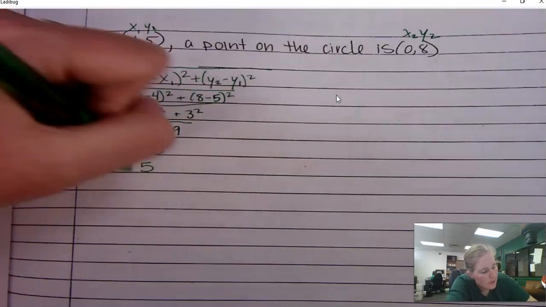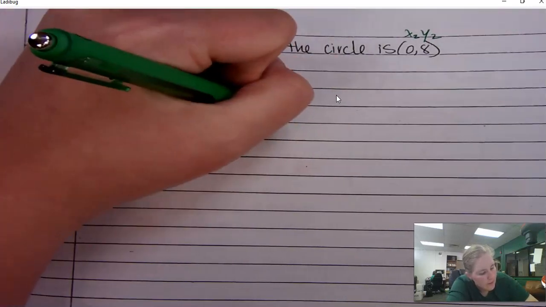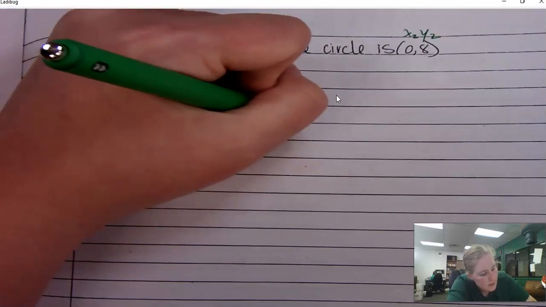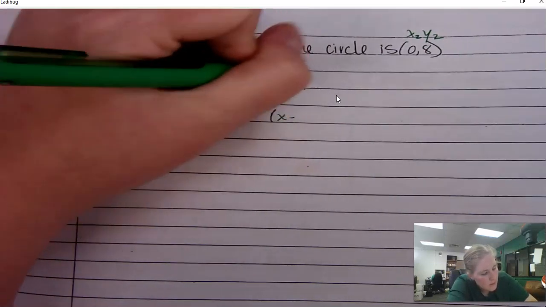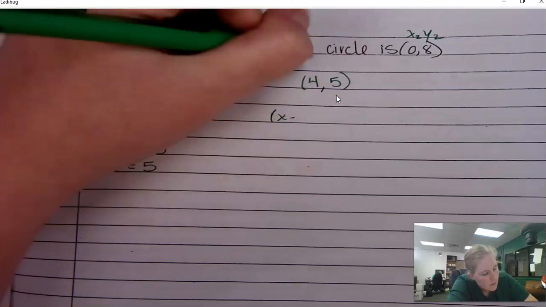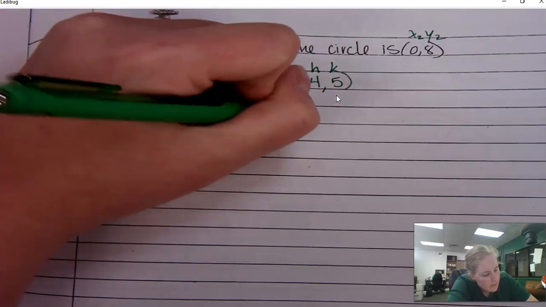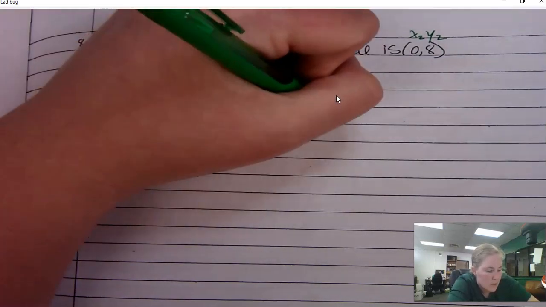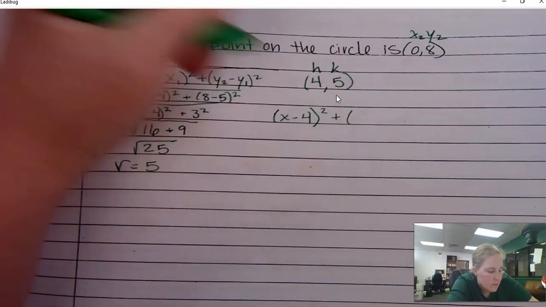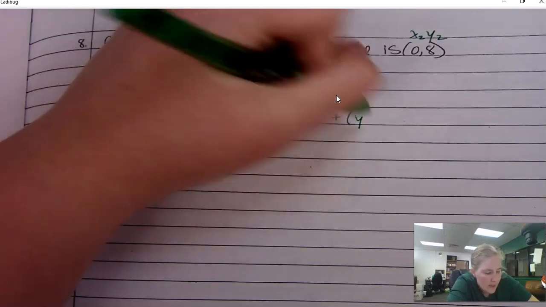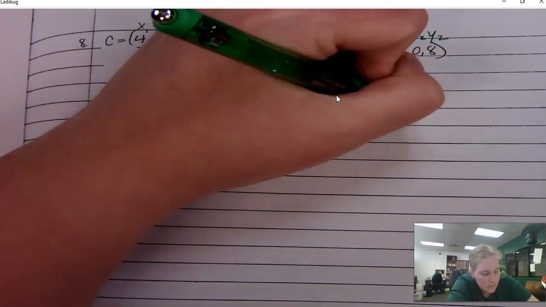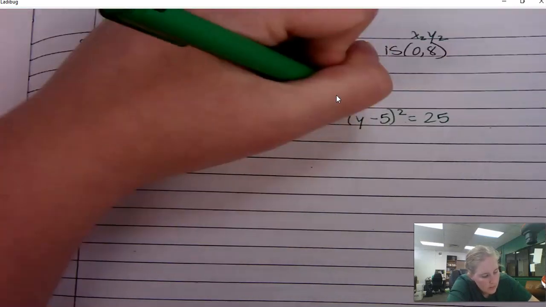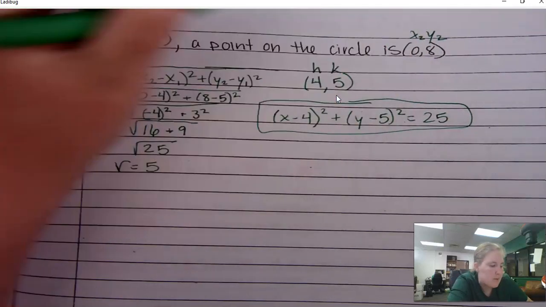And when we plug this into the equation, we want to turn that radius into its square. Because it's x minus h, so minus 4. I'm just plugging it into the equation now. X minus 4 squared plus y minus 5 squared equals the radius squared.